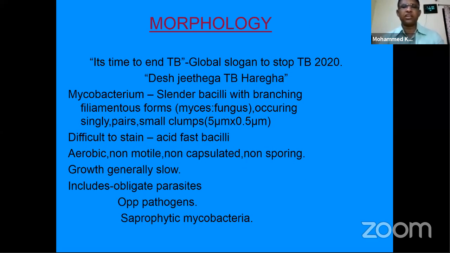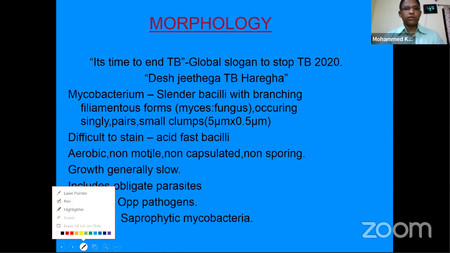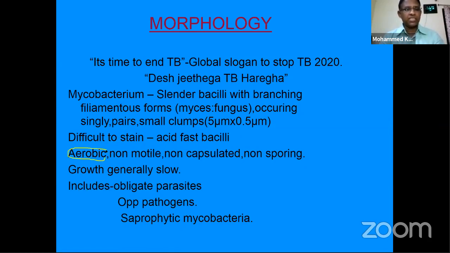'Desh Jeetega, TB Harega' was the campaign slogan given by the health minister, and the global campaign for TB was 'It's time to end TB'. This is one of the questions that they can ask you in vivas. I would like you to remember here that TB is an obligate aerobe. 'Nagging pets must breathe' is a mnemonic: Nocardia, Pseudomonas, MTB, and Bacillus anthracis. This is a mnemonic for you to remember obligate aerobic bacteria. MTB is an obligate aerobe.